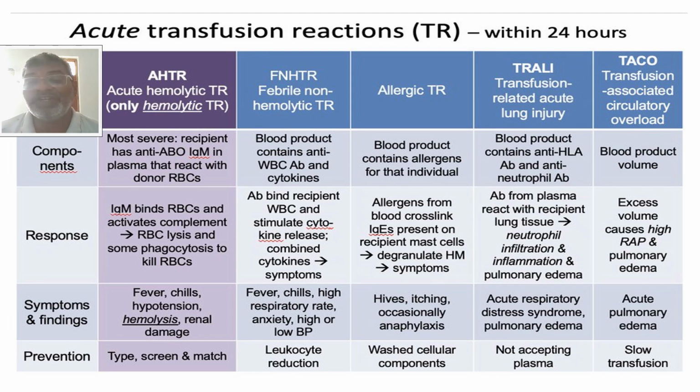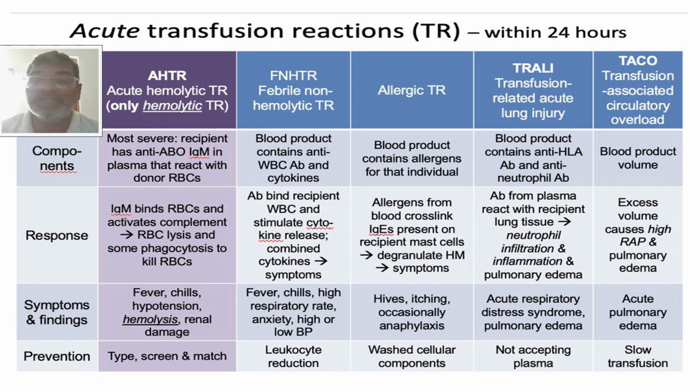Coming to the transfusion-related acute lung injury, which is very important. These are because of the blood products containing anti-HLA antibodies and anti-neutrophil antibodies. Antibodies from the plasma react with the recipient lung tissue, thereby causing neutrophilic infiltration, inflammation, and pulmonary edema. And this will cause acute respiratory distress syndrome-like symptoms and non-cardiogenic pulmonary edema. This can be prevented by not accepting the plasmas.